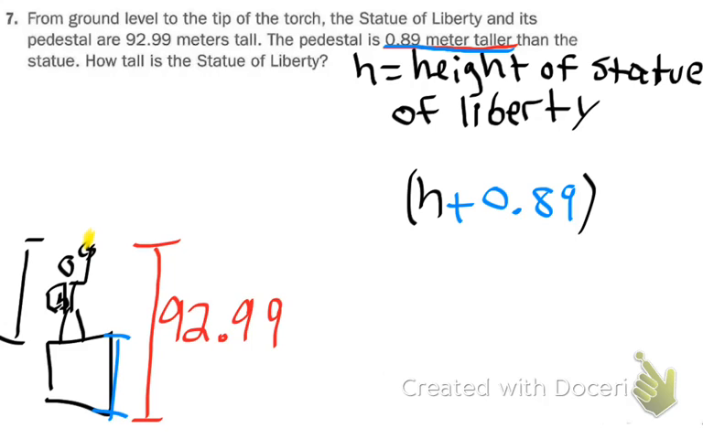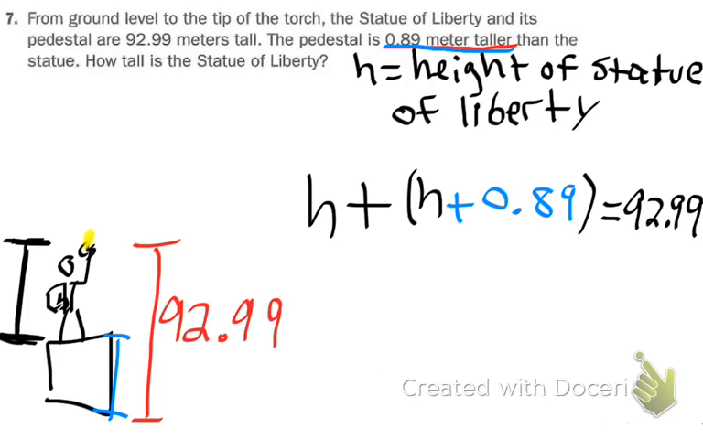Okay, so now add that to the height of the statue. So statue height plus pedestal height. So remember, this was the pedestal height. Add to that the statue height. Well, statue height's just h. That is everything that represents the Statue of Liberty monument, the pedestal and the statue. And we were told in the question that all of that had a grand total of 92.99 meters. So there you go.